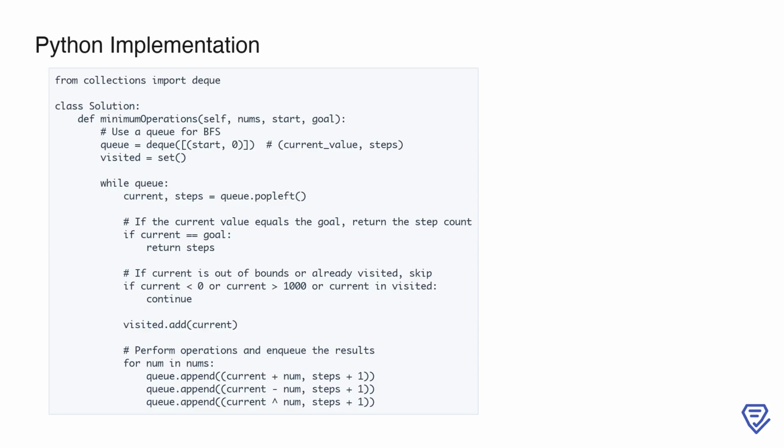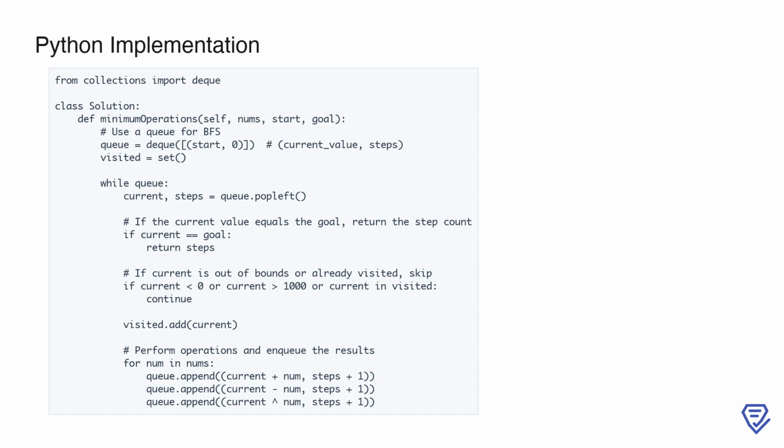Here, we start by importing the deque class from Python's collections module, which will be used to implement a breadth-first search, or BFS, algorithm. Inside the Solution class, we define the minimumOperations method. It takes 3 parameters: nums, which is the list of numbers we can use for our operations, start, which is our starting value, and goal, the target value we're trying to reach.